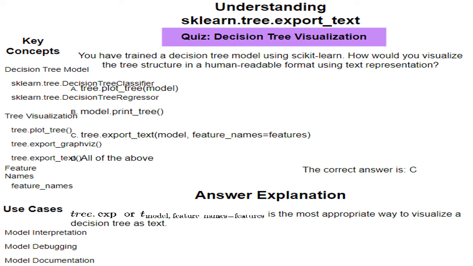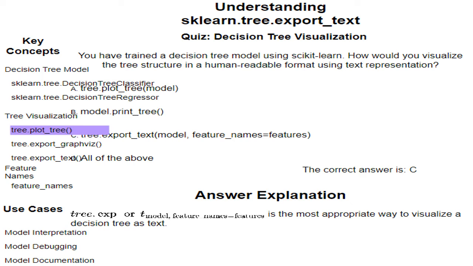False. B. model.print_tree(). Scikit-learn doesn't provide a print_tree method directly for decision tree models. False. C. tree.export_text(model, feature_names=features). tree.export_text generates a textual representation of the decision tree, making it easy to understand and interpret.